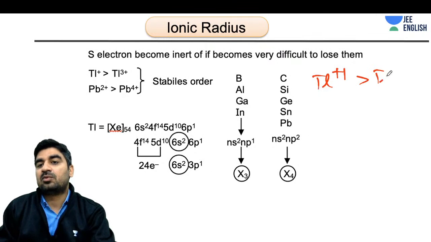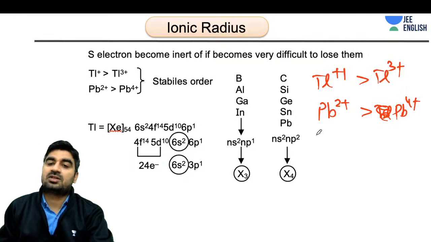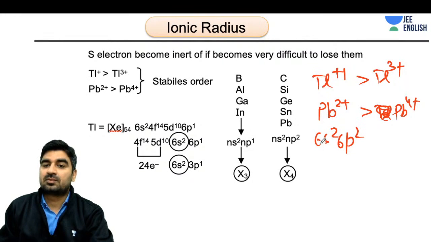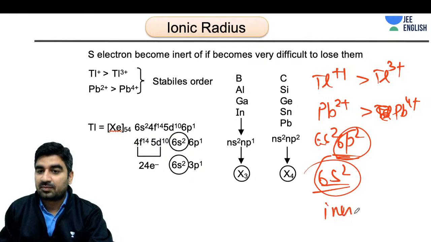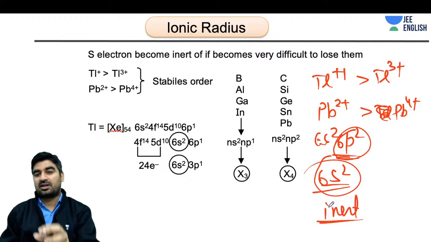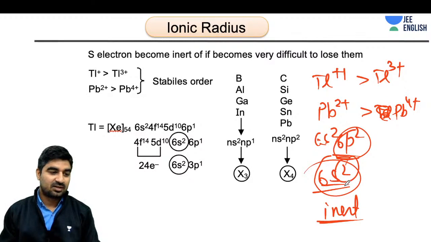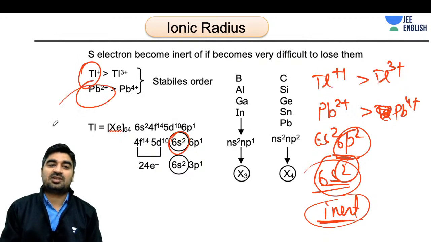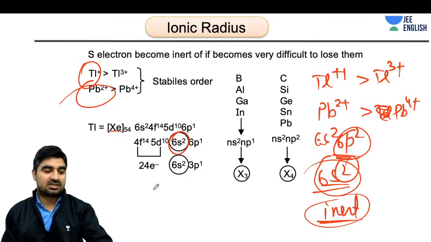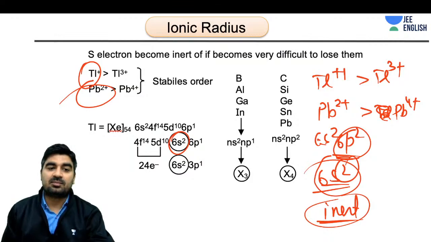As a consequence of inert pair effect, Tl+1 becomes more stable than Tl3+. Pb2+ becomes more stable than Pb4+. Why? Because it has 6s2, 6p2. After losing 2 electrons, these 2 electrons of s become inert, because net force of attraction on these 2 electrons increases to a very large extent. So they become inert and we call it inert pair effect. Due to inert pair effect, low oxidation states become more stable. Got it?